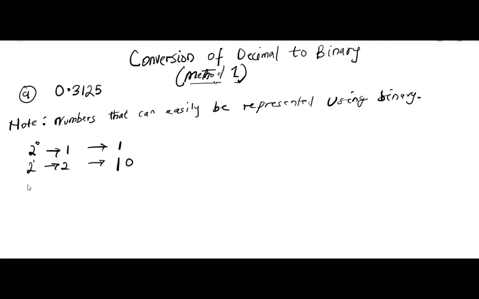Okay, then we have 2 raised to the power 2. 2 raised to the power 2 is 4. And in binary, we have 1, 0, 0. Okay, then we have 2 raised to the power 3. 2 raised to the power 3 is 8. And in binary, just add one more 0 here. You have 1, 0, 0, 0. The difference here is just the addition of 0, only one 0.